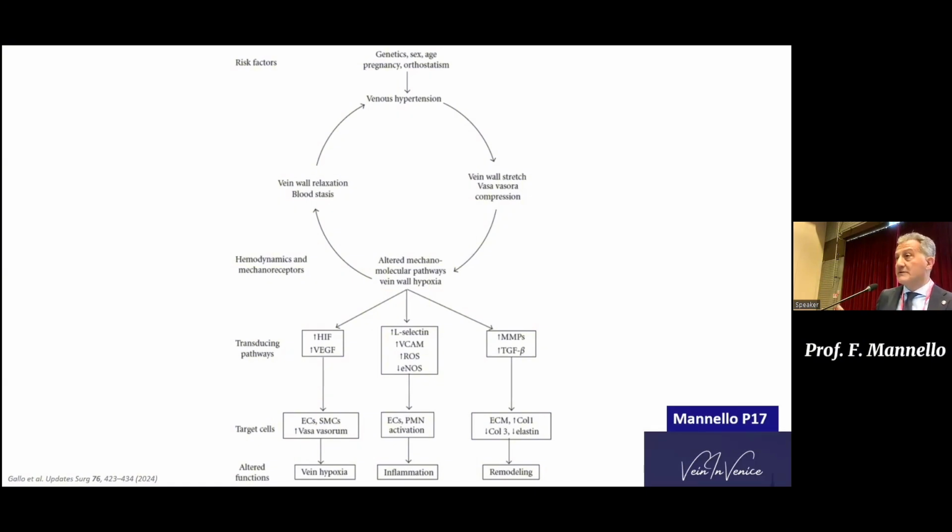All these proteins and growth factors are able to induce, of course, several effects in target cells like endothelial cells, polymorphonuclear cells, but also the extracellular matrix, inducing, as final aspects, the altered function of three main aspects present in chronic venous disease: the vein hypoxia, the inflammation, and the focus of this lecture is the attention to the inflammatory pathways inside chronic venous disease, and the remodeling effect to restore some function of the vessel wall.